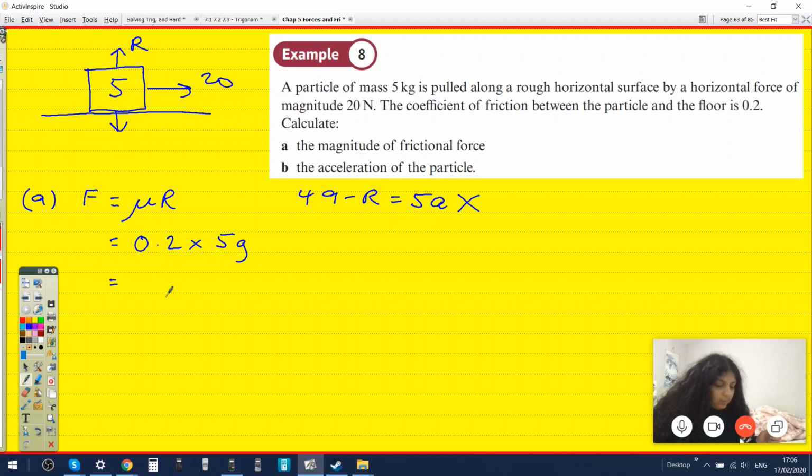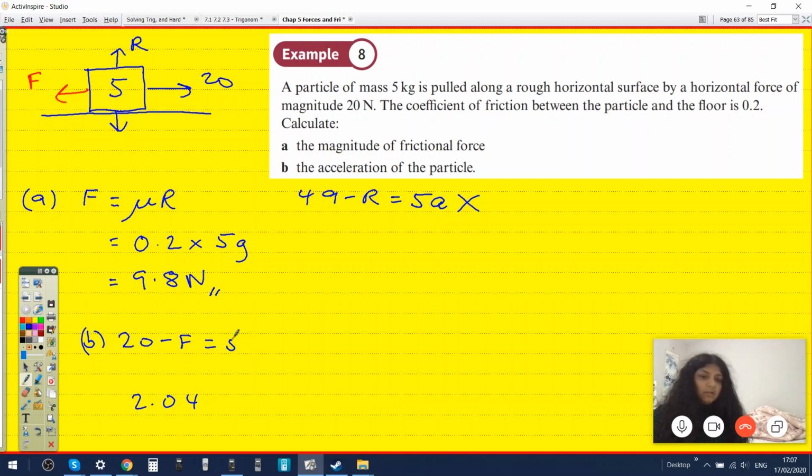I got F is equal to 9.8 N. Yeah. Now you can do sum of F equals ma to find what the acceleration is. I got a is equal to 2.04. Was that 20 minus F equals 5a? Yeah. Okay, and so that is a.